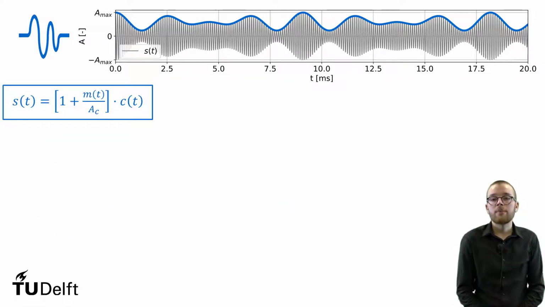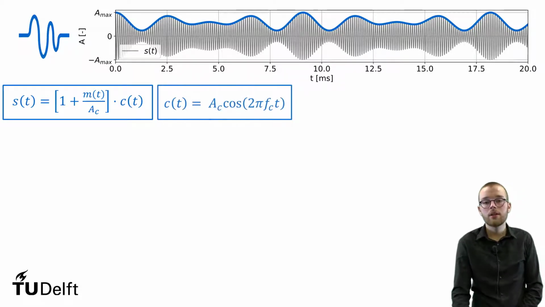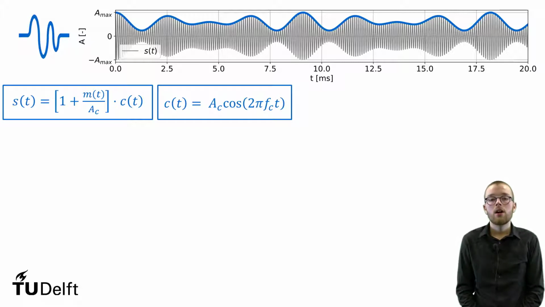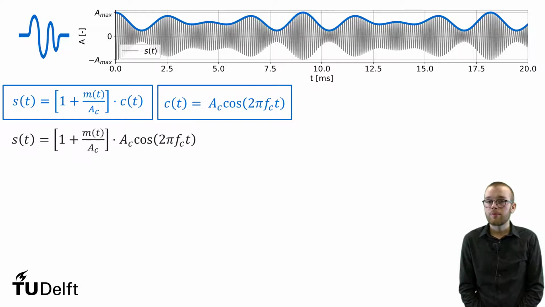Let's take a look at this mathematically. So we know that our S of t is given by 1 plus m of t divided by AC times the carrier signal. We can first plug in our carrier signal. This gives us the following. Just replace the carrier signal with the cosine of 2 pi fc times t.